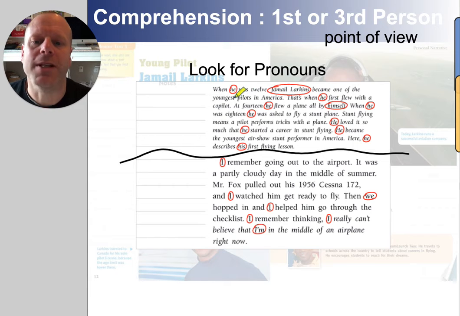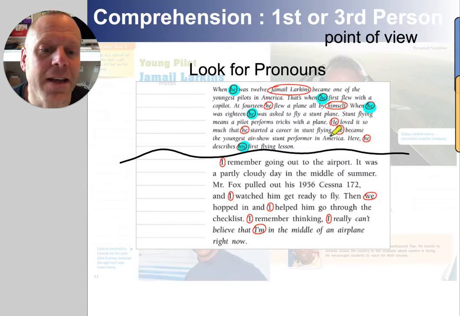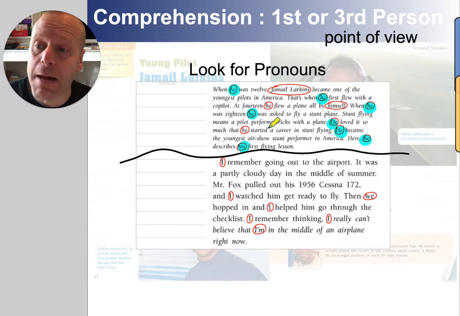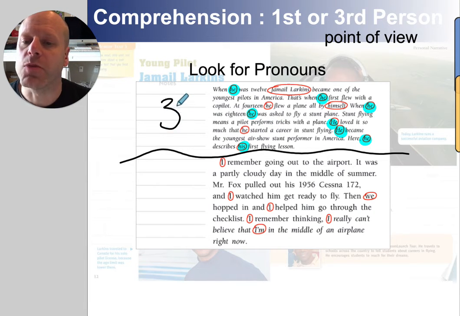So this first one says, through the window, Jamal was 12. He first flew, right? He asked to fly, his first flying lesson. He did it. He loved it. He became. He describes. This is obviously someone watching Jamal do these things. So this first part is what is called third person. Someone is watching you from outside the story.